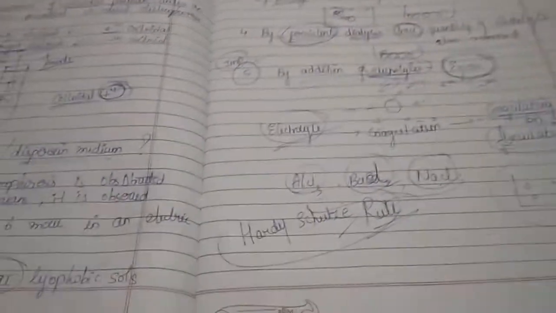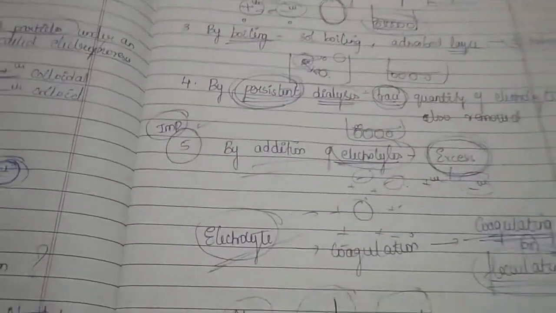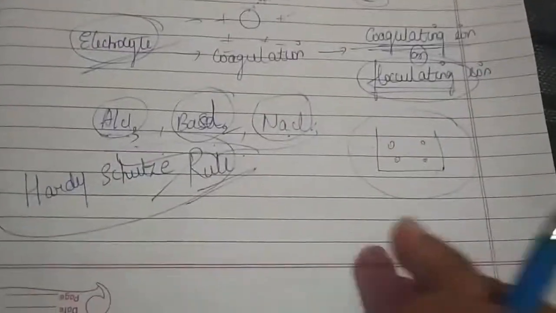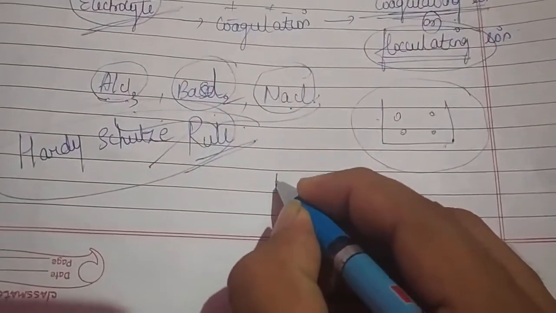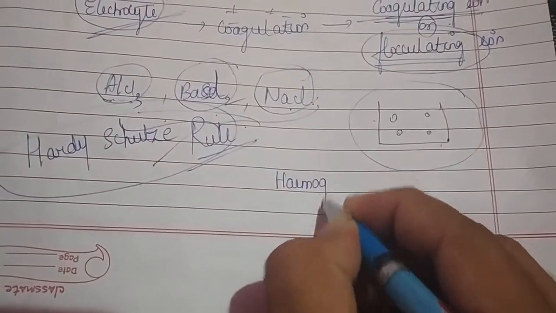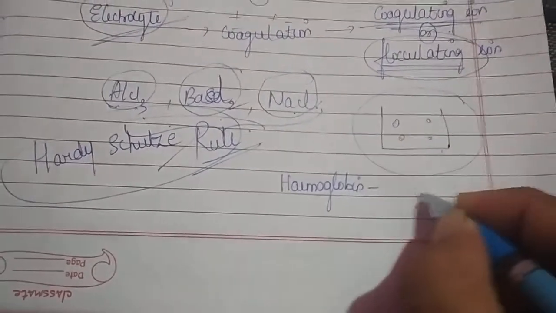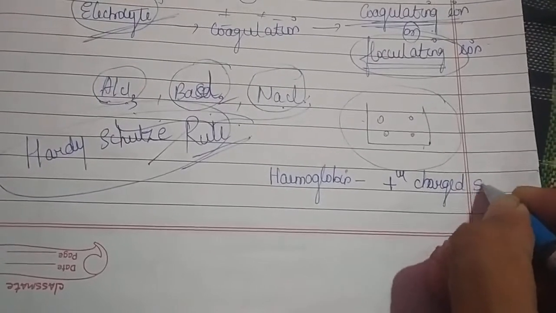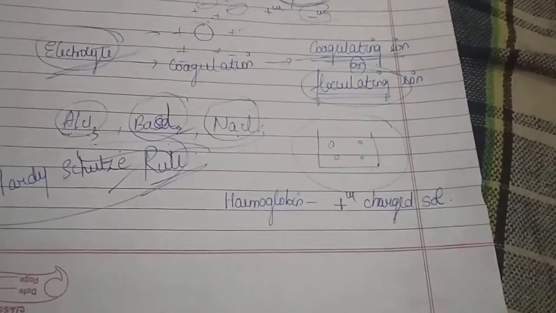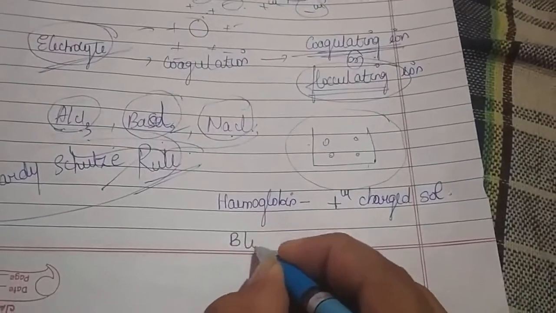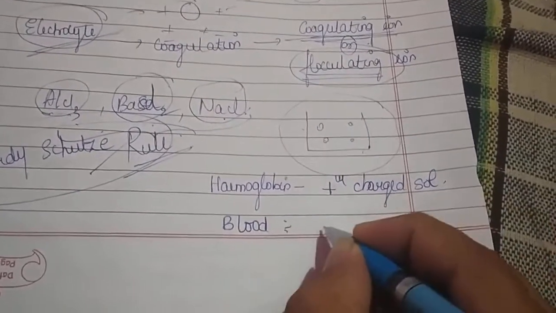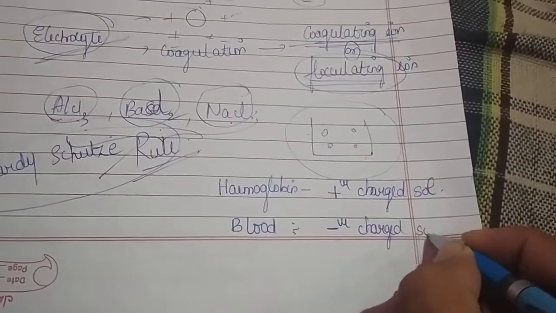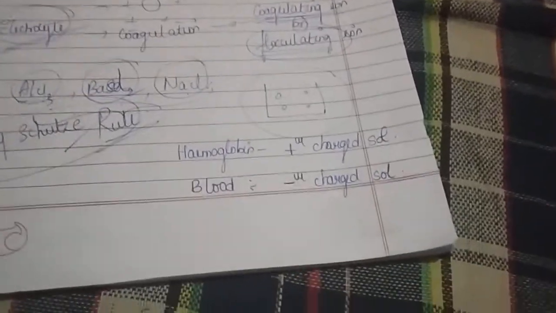Now I want to mention an important part which I didn't mention in my earlier video because it would have confused you. Remember, guys, your hemoglobin is an example of a positively charged salt. Very much important, okay? Whereas your blood is a negatively charged salt. Very important concept. Many competitive exams have asked this.